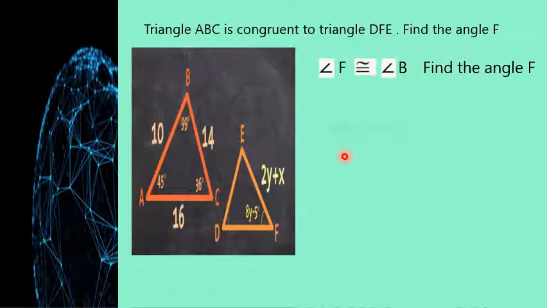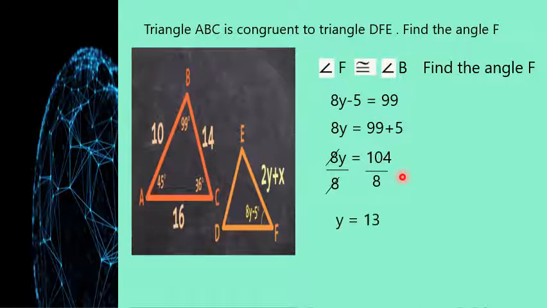So let's have this step by step. Find the angle F. 8y minus 5 equals 99. Supposedly we have the degrees here and also here, so later on we're going to put the degree there. Then 8y equals 99 plus 5. Then transpose minus 5 to the other side, then it becomes plus 5, opposite sign, or we use the addition property of equality. Then 8y equals 104. Then divide both sides by 8, or using the division property of equality, then cancel out the 8, then y equals 13.